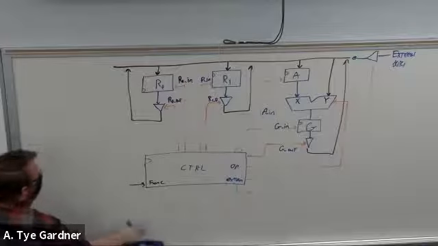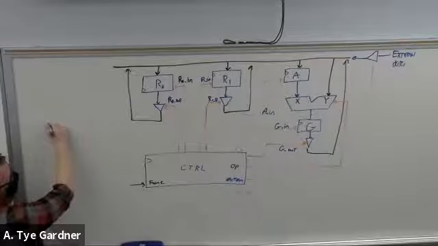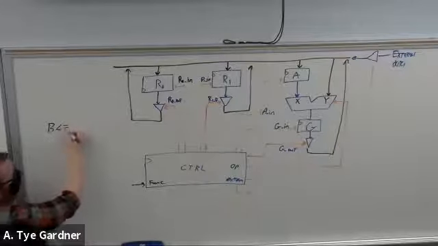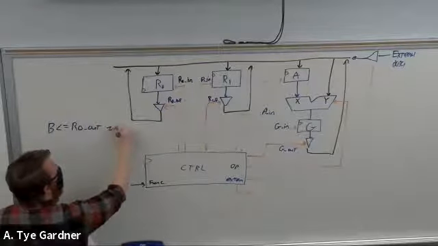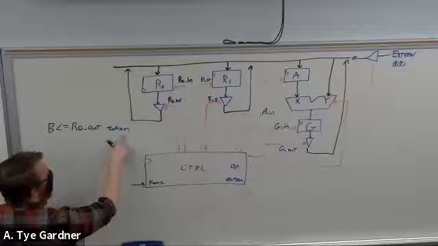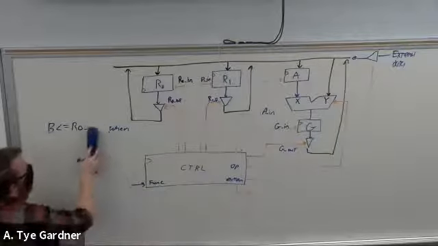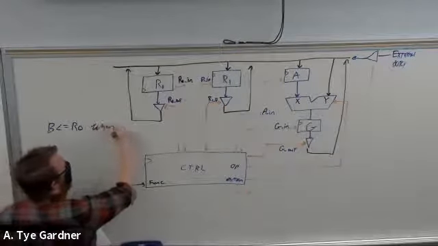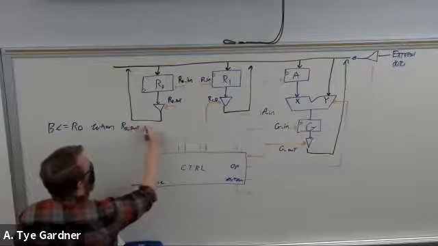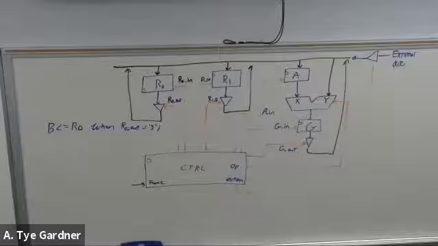Well, it would read something like, if I call this bus B, B gets assigned to R0 out when, well, let's just call the signal R0, so it's equal to R0 when R0 out equals 1. Something like that. That would just be the buffer.